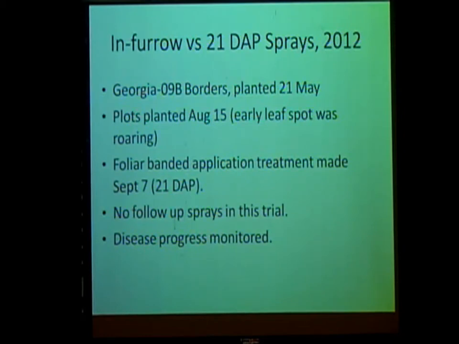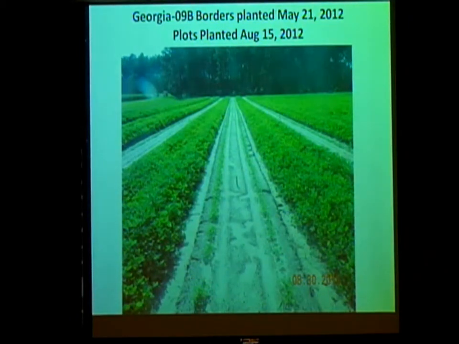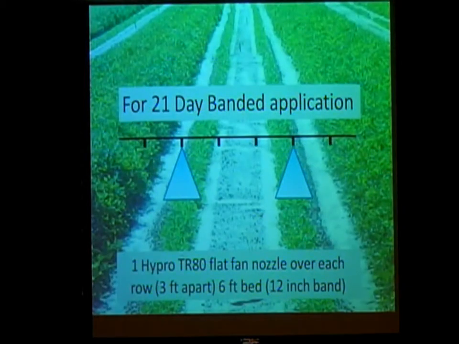We used a banded application for the treatment made on September 7th. It was 21 days after planting, and of course the in-furrow treatments went out when we planted the plots. There were no follow-up sprays in this trial, and we monitored the disease progress through those first few days. This is a shot of what we were looking at as of the end of August. Again, these were planted on August 15th. These were our border rows. They were completely non-sprayed, tons of leaf spot in those by the time those plants were up and going.